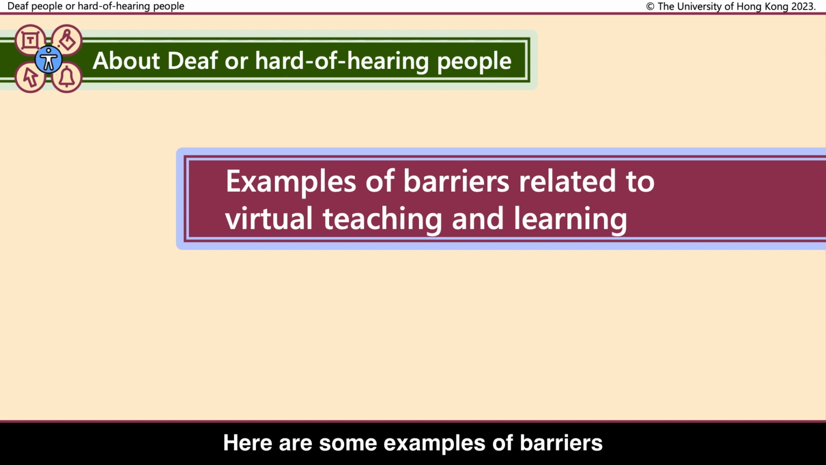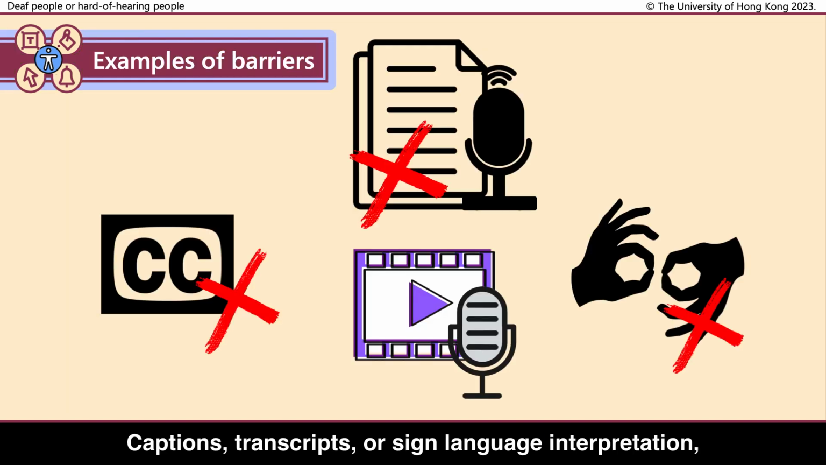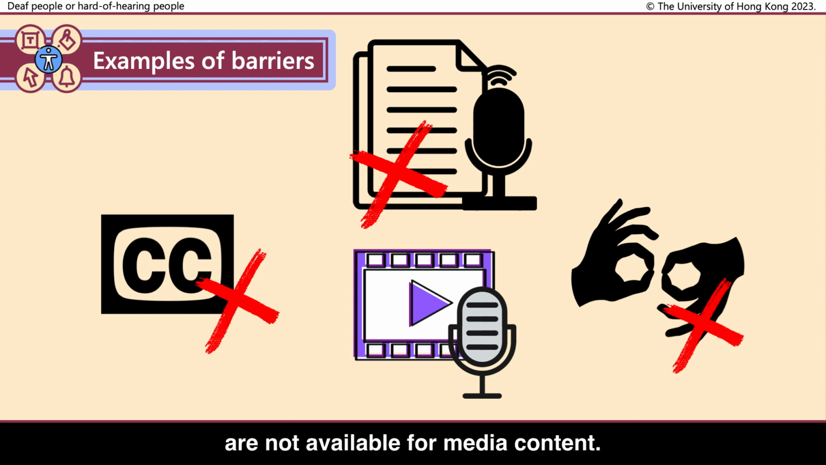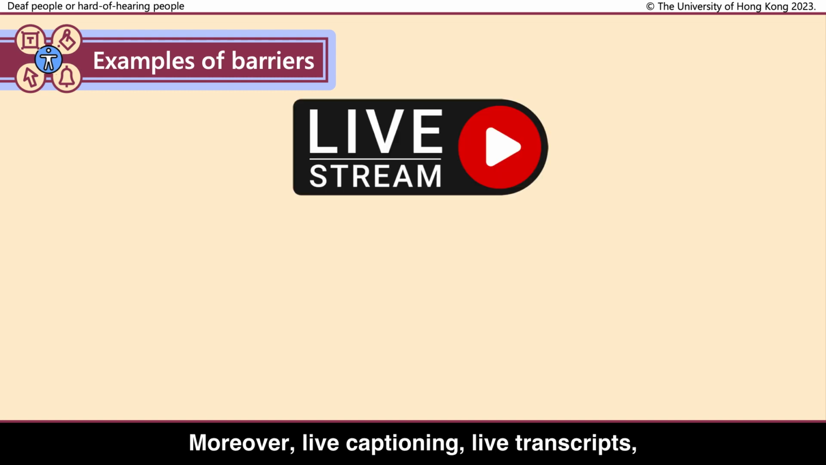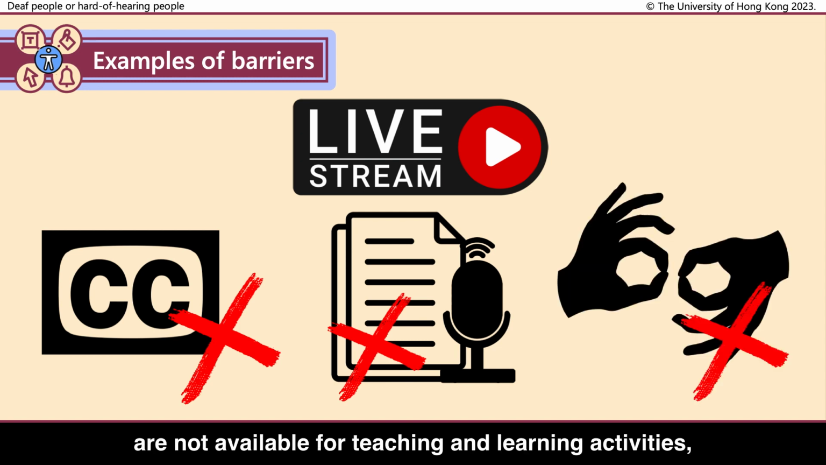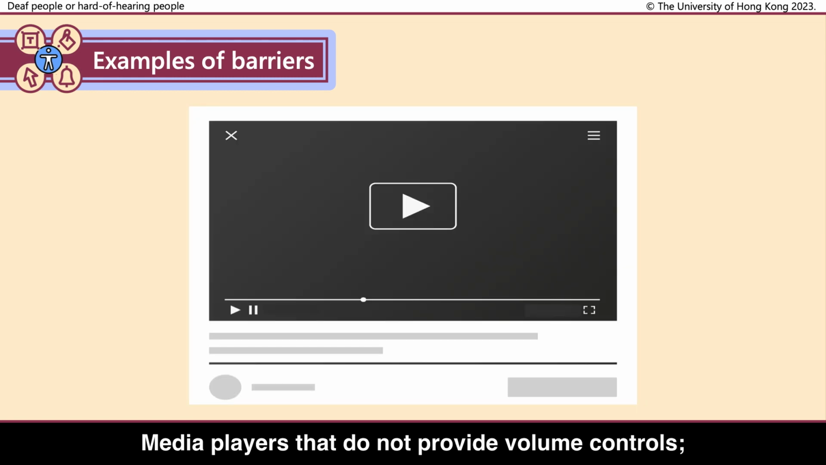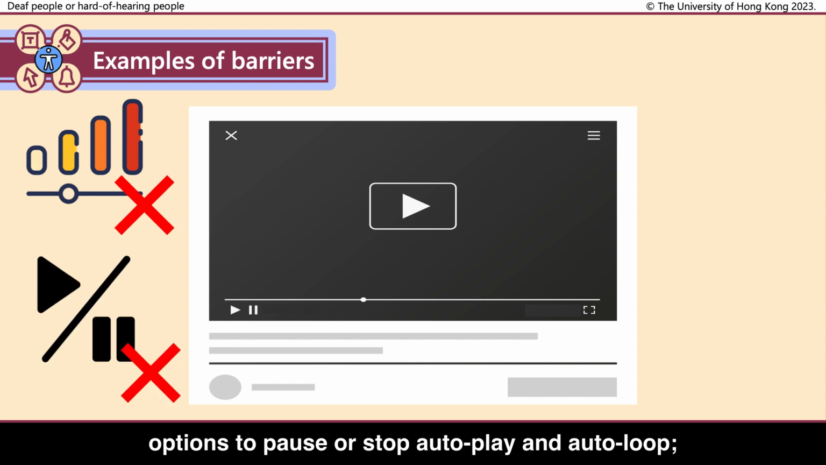Here are some examples of barriers related to virtual teaching and learning that may affect deaf or hard of hearing people. Captions, transcripts, or sign language interpretation are not available for media content. Moreover, live captioning, live transcripts, and sign language interpretation are not available for teaching and learning activities such as classes, meetings, and conferences.